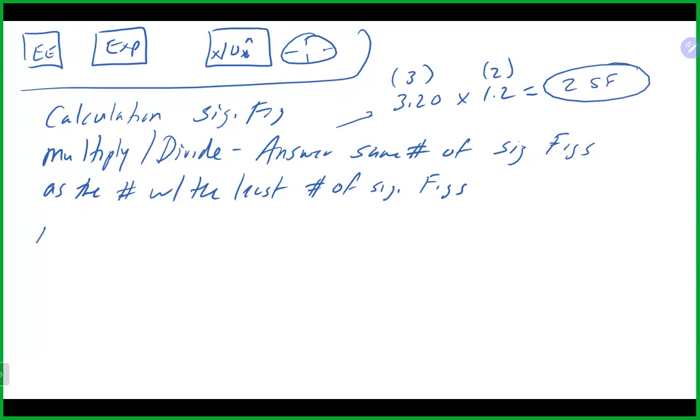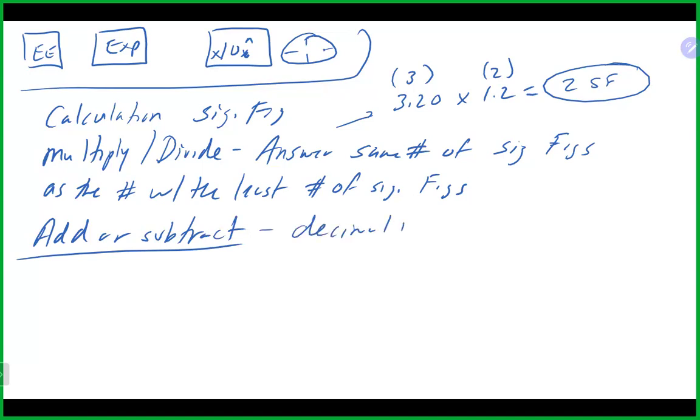When we add or subtract, remember it is a different thing that we're looking at. We're looking at decimal places. And it's still the smallest number of decimal places that your answer should have.